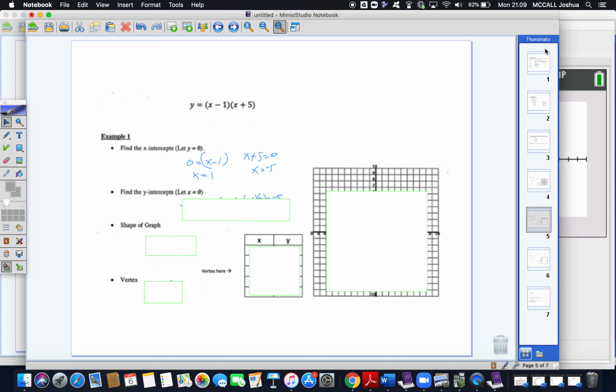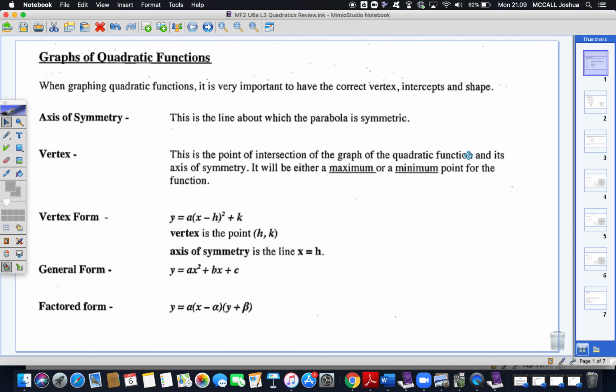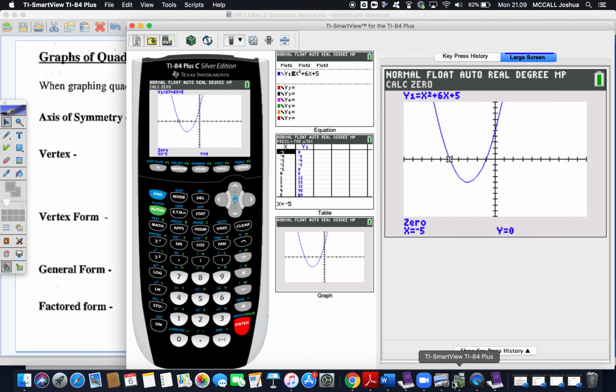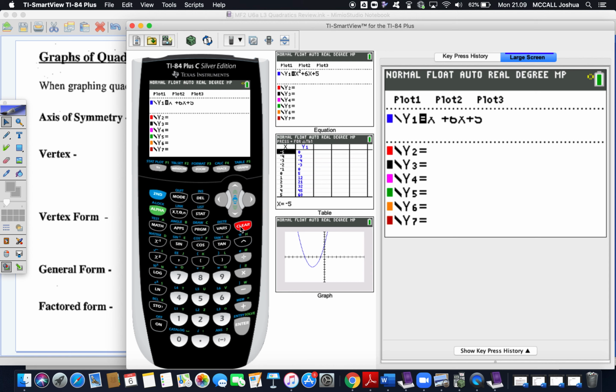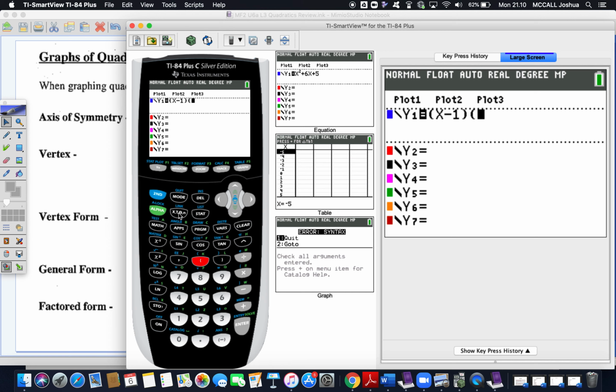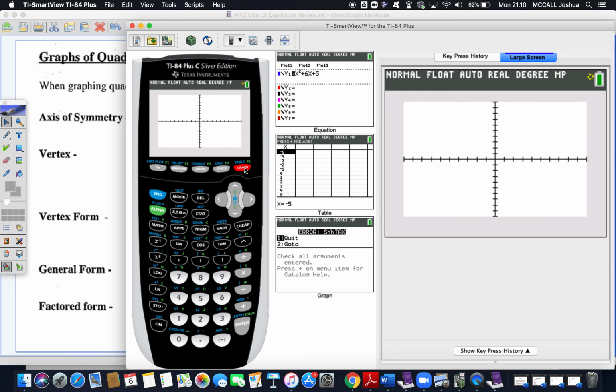We can also go into our calculator. Go back into this y equals screen, and we're going to type in our equation: open parentheses x minus 1, close parentheses, open new parentheses, x plus 5. All right, let's see what that looks like. It's our parabola that's opening up.